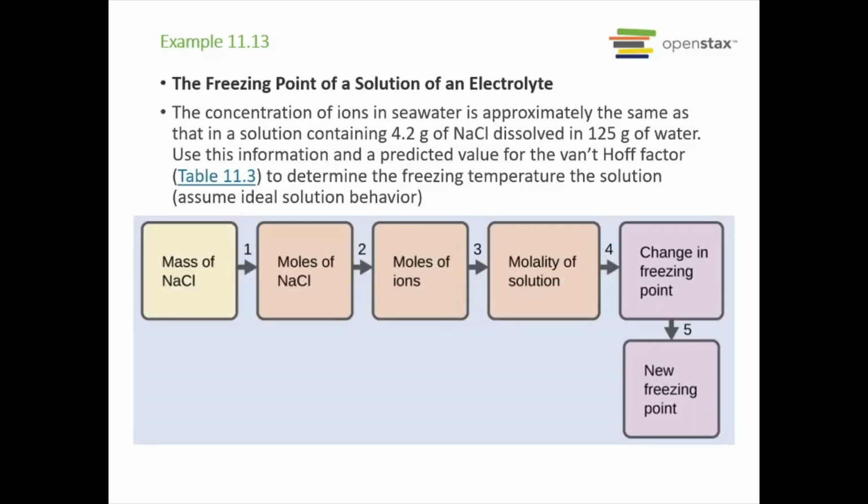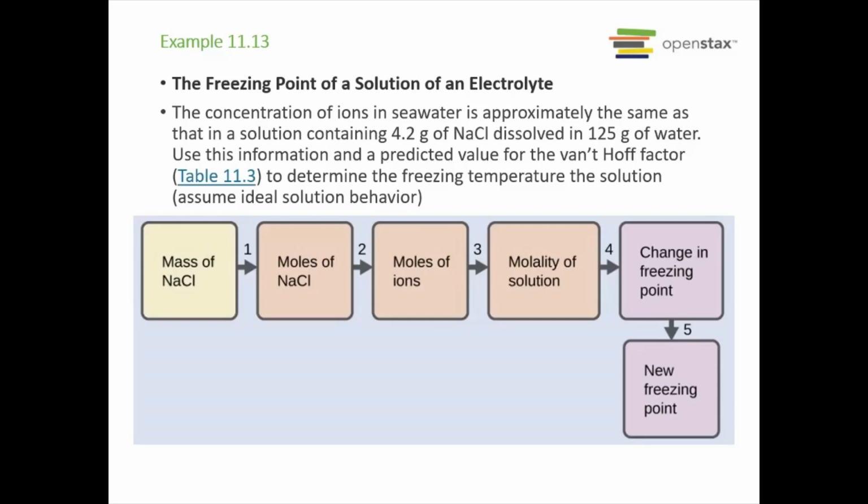Okay, so let's go ahead and look at an example with the freezing point of a solution of an electrolyte. We're told the concentration of ions in seawater is approximately the same as that in a solution containing 4.2 grams of sodium chloride dissolved in 125 grams of water. Use this information and a predicted value for the Van't Hoff factor to determine the freezing temperature of the solution, assuming ideal solution behavior.